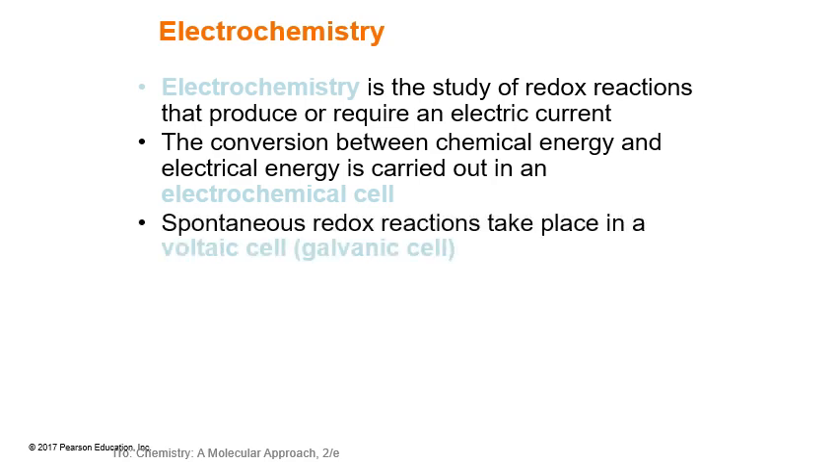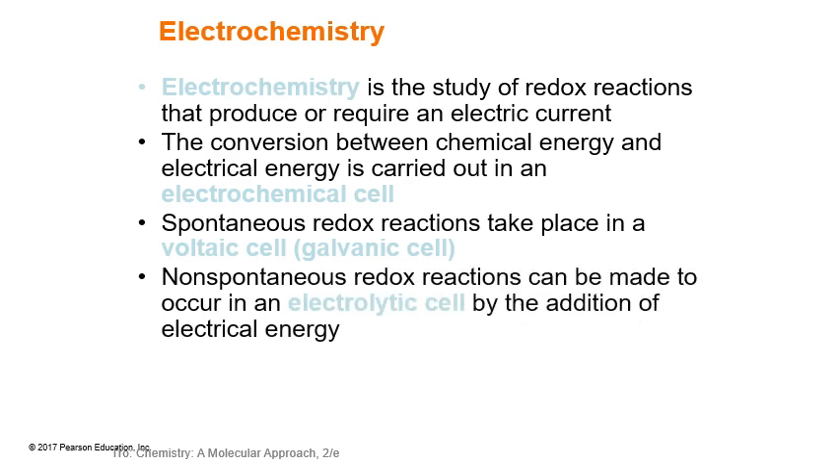If they're spontaneous, we call that particular cell a galvanic cell or also a voltaic cell. Both of those words get used interchangeably. If it is non-spontaneous, we have to apply an electrical current in order to make the reaction happen, and that is in an electrolytic cell. So electrolytic cells are used to recharge batteries. They are also used to plate different metals onto surfaces. So if you have any jewelry that is silver plated or gold plated, that is carried out in an electrolytic cell.